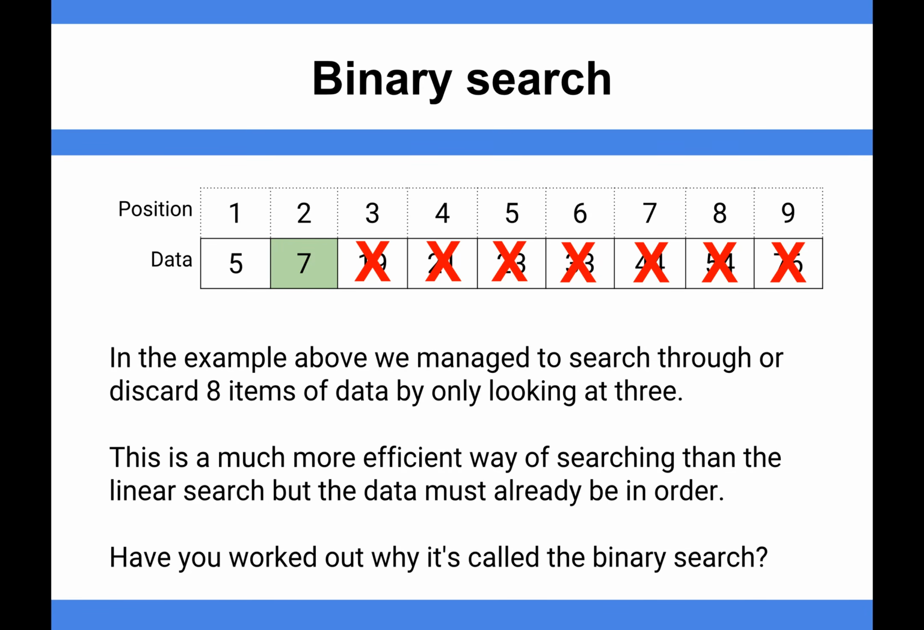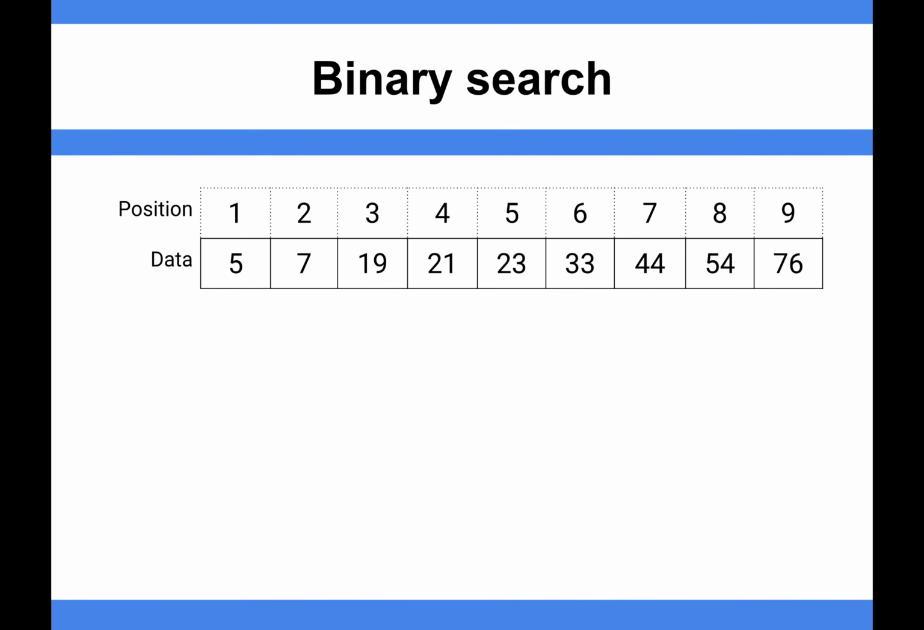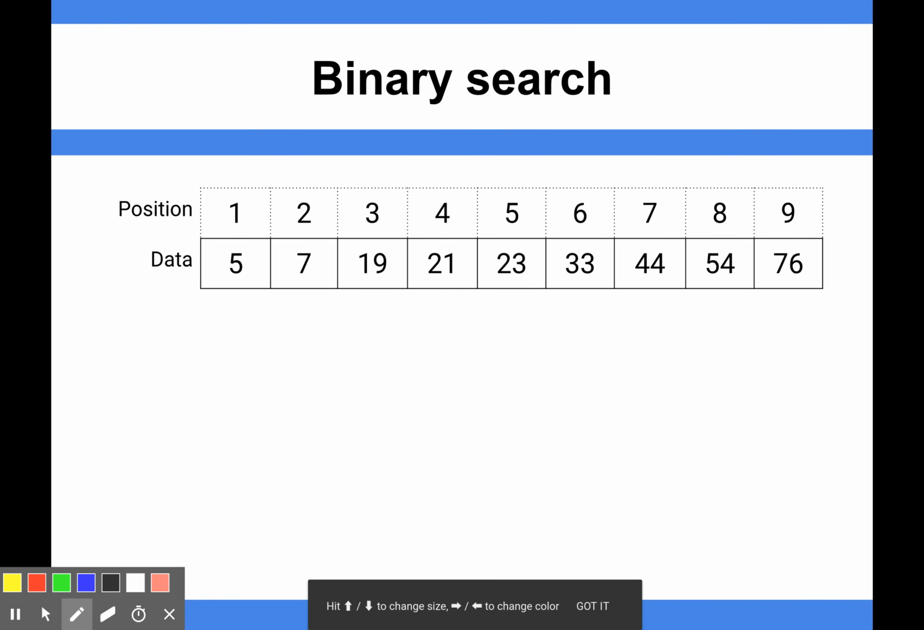So if this data set here was 3,000 items long, by me looking at 1 item, I can discard 1,500 items of data, which is very, very efficient. Okay, so just to show you an example again, because this commonly could come up in the exam. So let's say, I'll get my pen tool. Let's say I was looking for the number 44.